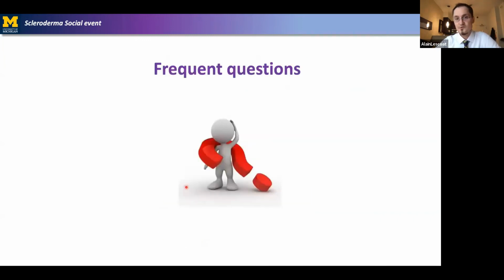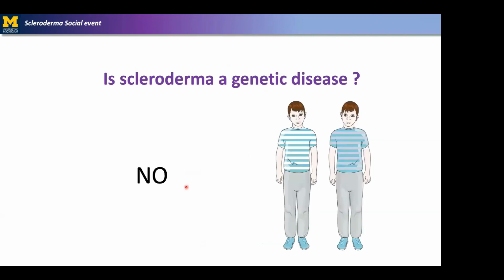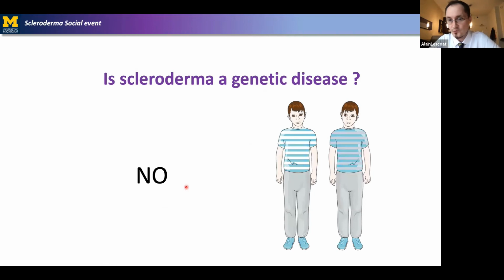So what are also the frequent questions about scleroderma? First of all, is scleroderma a genetic disease? The simple answer would be no. Why is that? Because if you take two twins, who are genetically identical, when one twin has scleroderma, the other twin, in most cases, won't have scleroderma, which is the demonstration that technically this is not a genetic disease. Because if it was only genetically driven, then two twins would each time both have the disease, which is not the case.